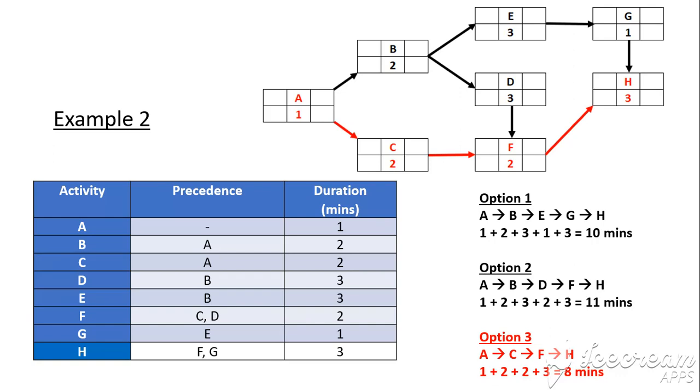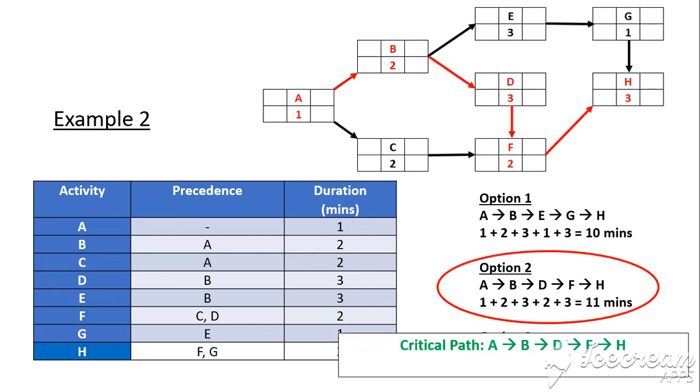Now, out of all the possible options I can get from A to H, it is the option that is the longest time is called the critical path. So the critical path for this example is from activities A to B to D to F to H. And my critical path time is 11 minutes. Now the 11 minutes represents the minimum time to complete the project. We can get this entire project done in 11 minutes. And I'll show you how we can do this.